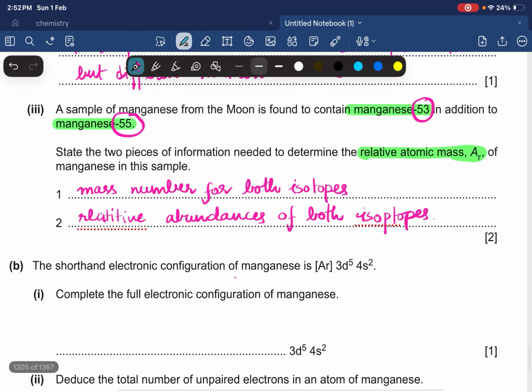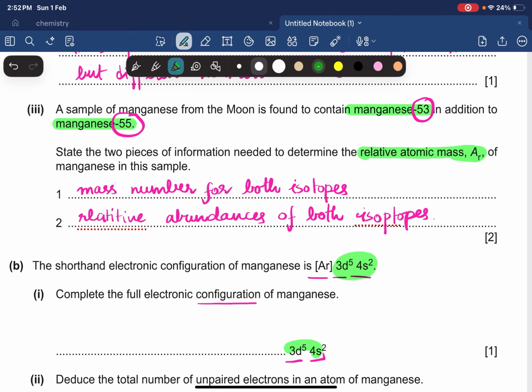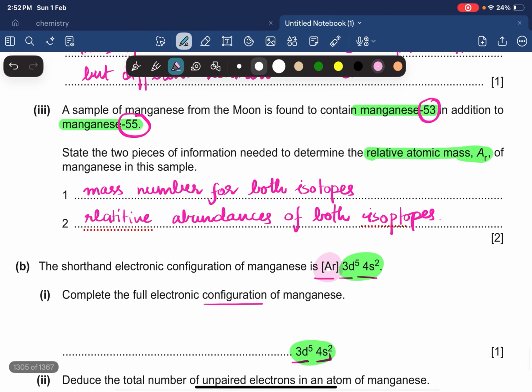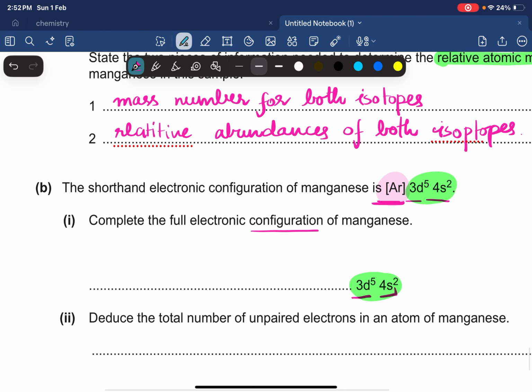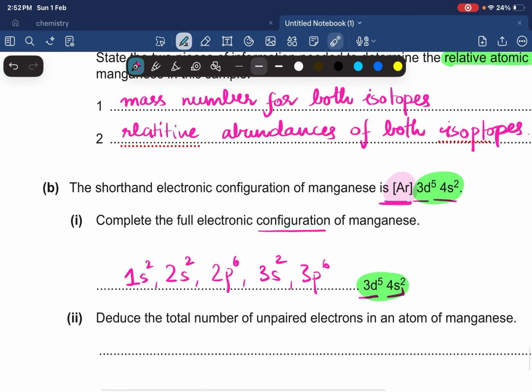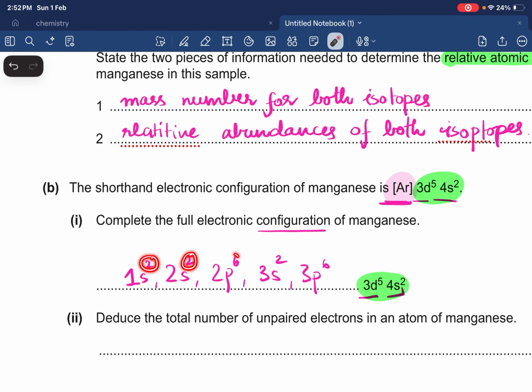The shorthand electronic configuration of manganese is [Ar] 3d5 4s2. Complete the full electronic configuration of manganese. So they've written 3d5 and 4s2. This part has been written for you here. So what you gotta write is just this part, right? You gotta write the electronic configuration for Ar. And you know for Ar, it's 18 electrons that you gotta fill. So you're gonna say 1s2, 2s2, 2p6, 3s2, and 3p6. Do they make 18 electrons? 2 plus 2, 4, 4 plus 6, 10, 12, 12 plus 6, 18.